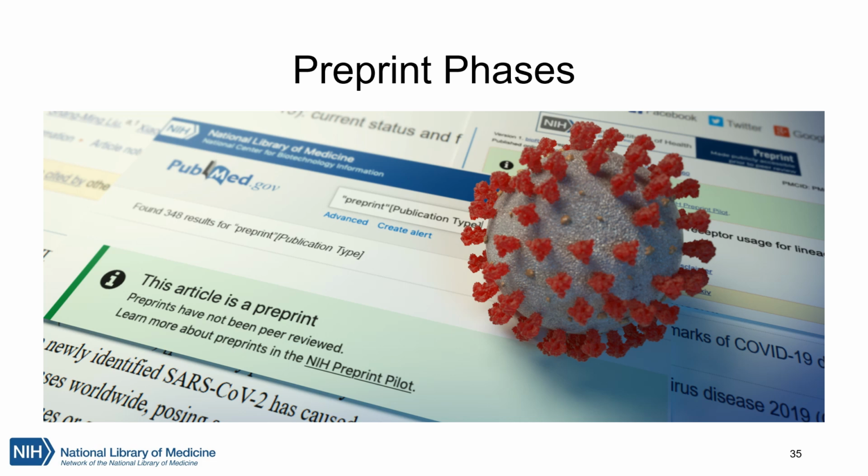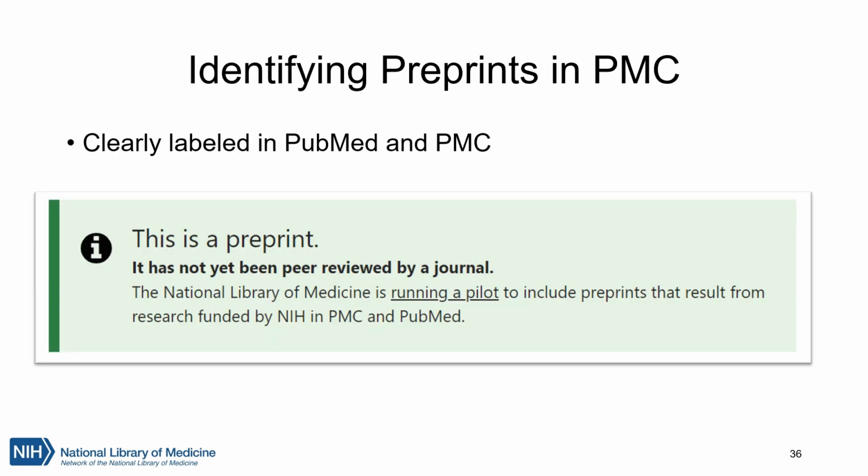There are currently over 18,000 preprints in PMC. Because these preprints are available through PMC, they are discoverable in PubMed. Preprints are clearly labeled in PubMed and PMC with a green label across the top of the record that includes a link to more information about the pilot.